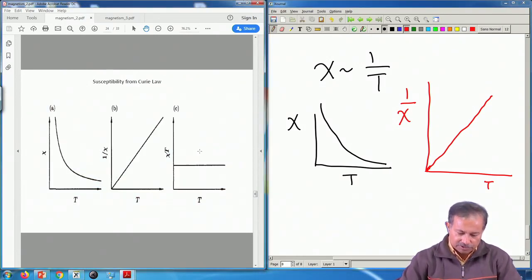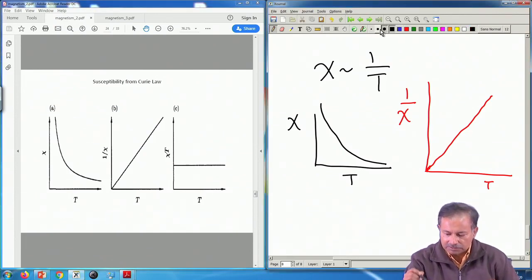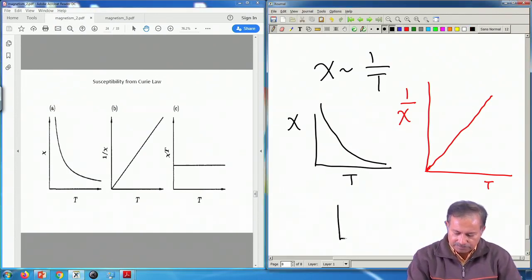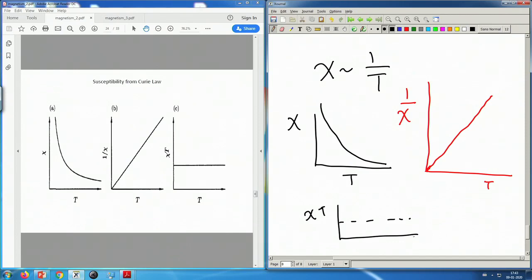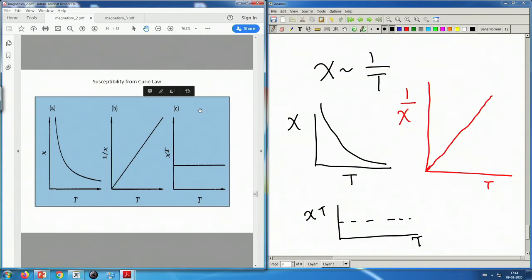Now, of course, you can also plot, and this is done in some cases, chi times t. In some papers you will find chi times t plotted, because then it becomes a constant. So, these are various ways people plot, but the message from all of them is simple and basically the same. And as I said, the middle one, the B, is the most common plot that you will see.